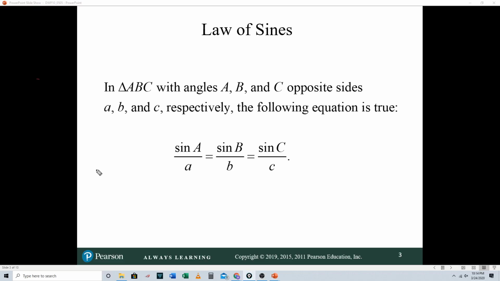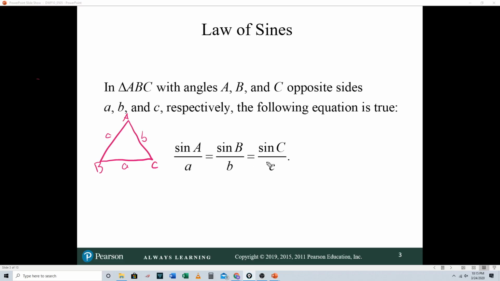So we're going to have a triangle here, not a right triangle. We have A, B, and C. Opposite of angle A is side a, opposite of angle C is little c, and opposite of angle B is b. All right, so we're going to prove the law of sines real quick.